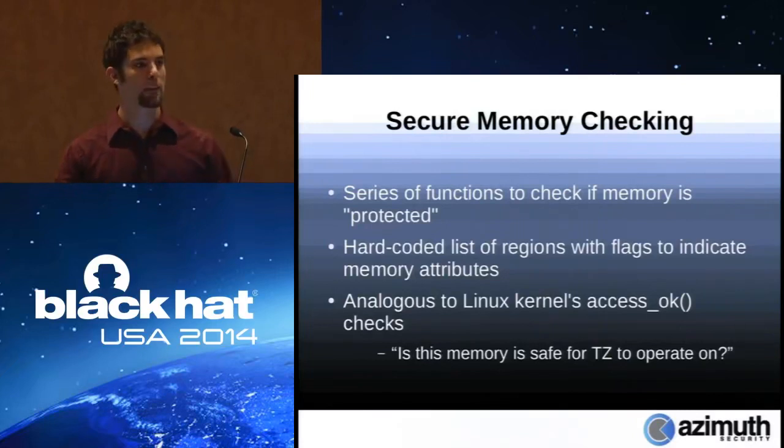And this is somewhat analogous to the Linux kernel's use of the access OK macro, for those of you who are familiar with Linux programming, where the question that's being asked is: is this memory safe for TrustZone to operate on? Or is the kernel potentially trying to trick TrustZone into doing something malicious?